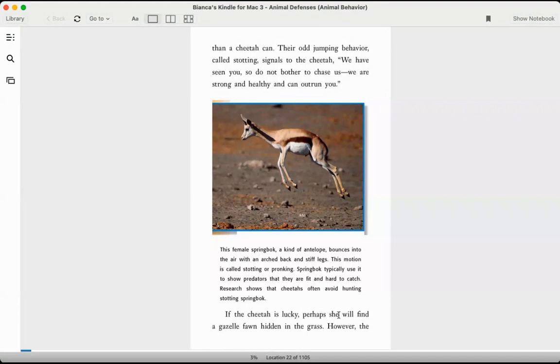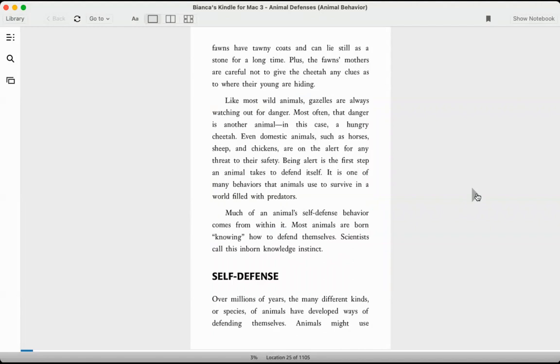If the cheetah is lucky, perhaps she will find a gazelle fawn hidden in the grass. However, the fawns have tiny coats and can lie still as a stone for a long time. Plus, the fawns' mothers are careful not to give the cheetah any clues as to where their young are hiding. Like most wild animals, gazelles are always watching out for danger. Most often, that danger is another animal. In this case, a hungry cheetah. Even domestic animals such as horses, sheep, and chickens are on the alert for any threat to their safety.